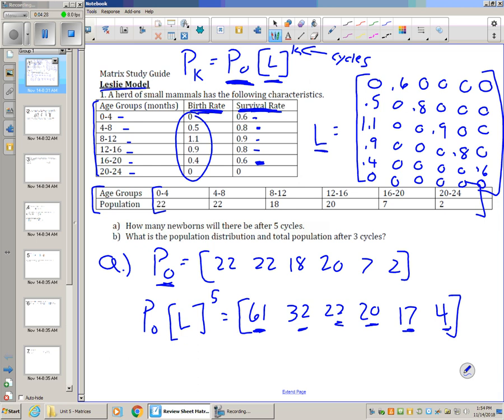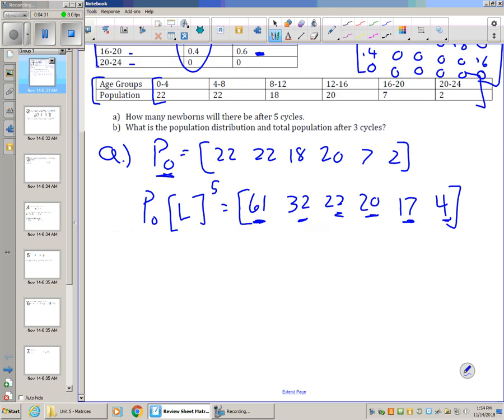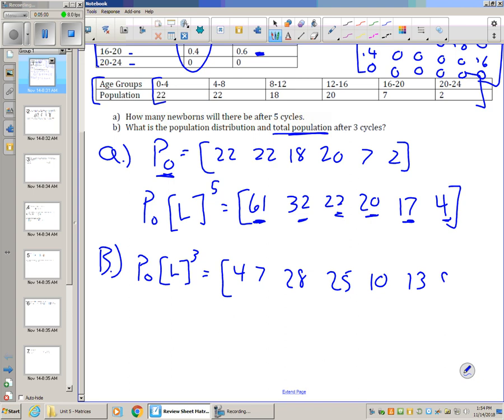Now B, I'm asking you to find the population distribution and total population after 3 cycles. Okay. So again, for B, it's going to be the same exact equation: P sub 0 times my Leslie matrix. But now, since I'm doing it in 3 cycles, you raise it to the 3rd power. In this case, I'm getting 47, everything rounded down, 47, 28, 25, 10, 13, and 8. That is your population distribution after 3 cycles. Now, if I want the total population, you just add all these numbers up, and that ends up equaling 131. What are these things? Small mammals.